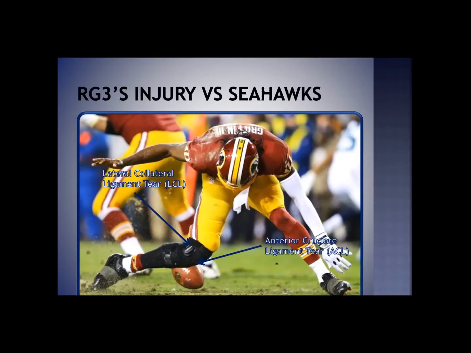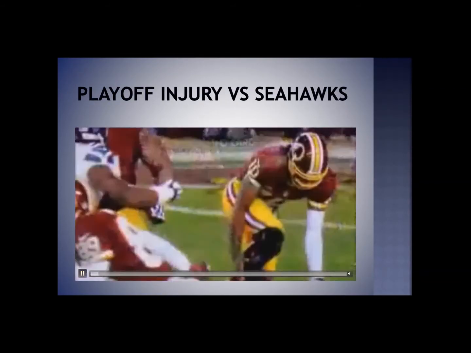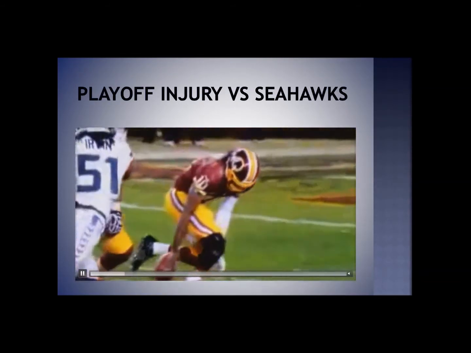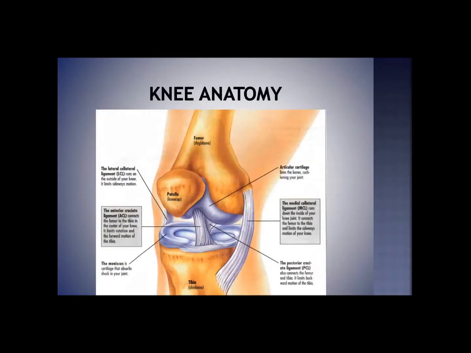So as you can see, let's go real quick. RG3's knee, because of the compromising of the lateral collateral ligament, you see how it comes out to the side. It's not supposed to do that naturally. So that's what the LCL prevents. And the ACL is the anterior cruciate ligament. It connects the femur to the tibia, and it limits the rotation and the forward movement of the tibia. And the tibia, another word for that is just shin bone.